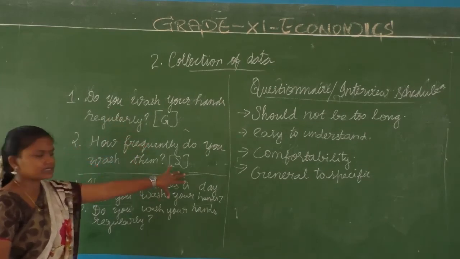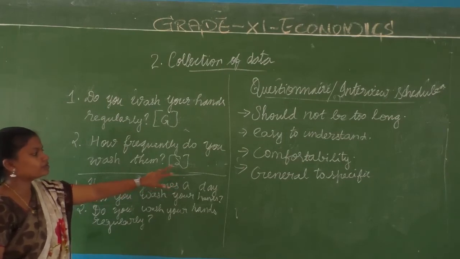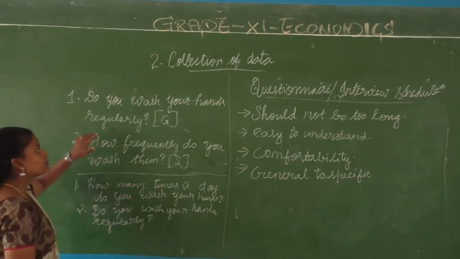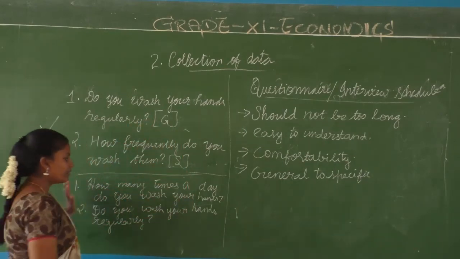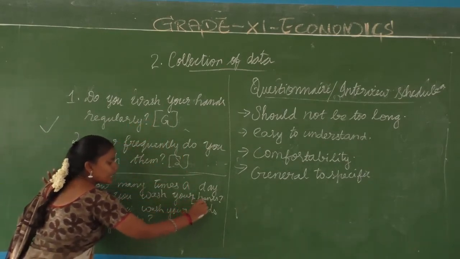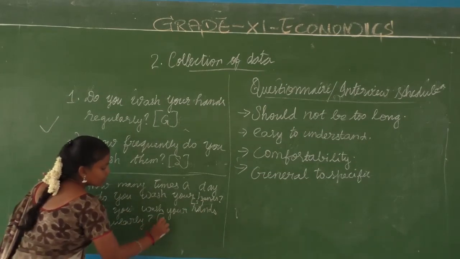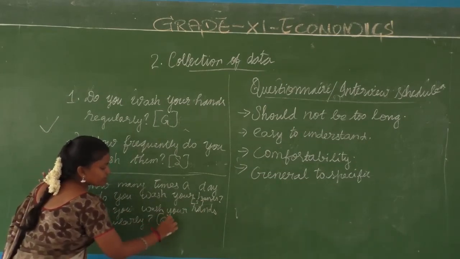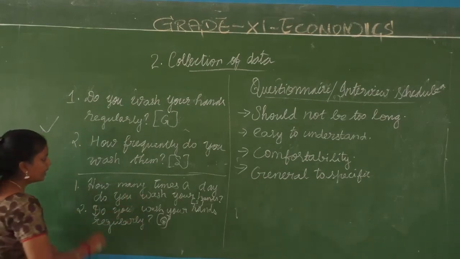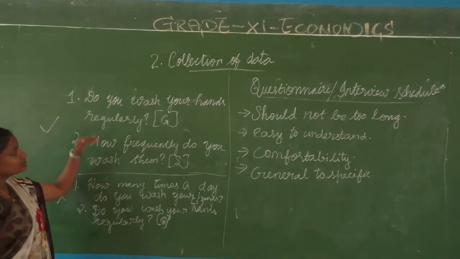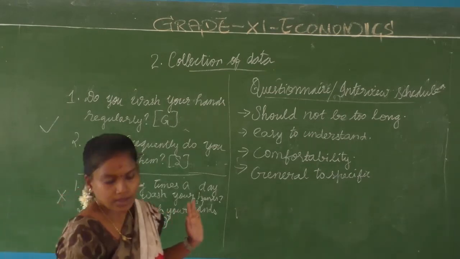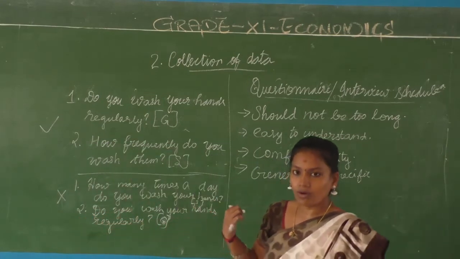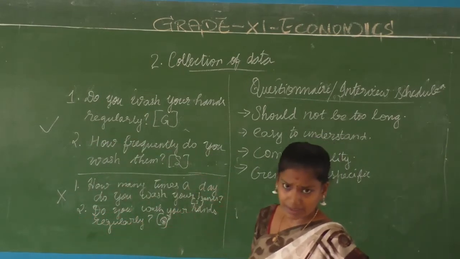So yes, that is a specific question. So which questionnaire do you have to follow? This one, because it goes from general to specific, whereas in the other questionnaire it starts with a specific question and goes to a general question, which is not advisable. It will confuse them. So the questionnaire should go from general to specific. It should not be the other order. Along with this you should go with other examples also.